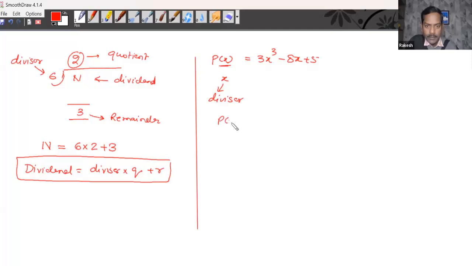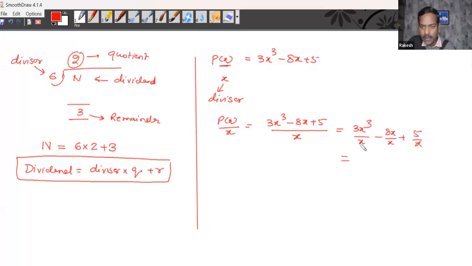Now, if I divide p of x by x, what do I get? It will be 3x cubed minus 8x plus 5, whole divided by x. This I can separate term-wise: 3x cubed divided by x, minus 8x divided by x, plus 5 divided by x. Clearly, the x will get cancelled. So I'll get 3x square minus 8 plus 5 divided by x. Here 5 is not divisible by x. That simply means that this much portion is divisible, while 5 is not divisible. So this is the quotient.